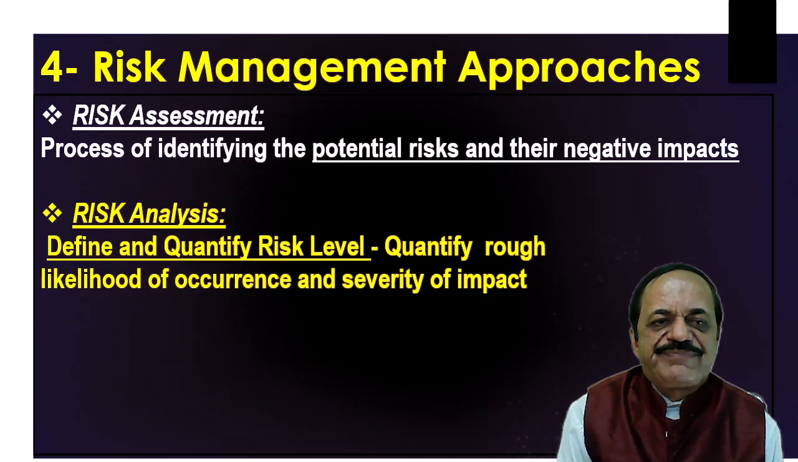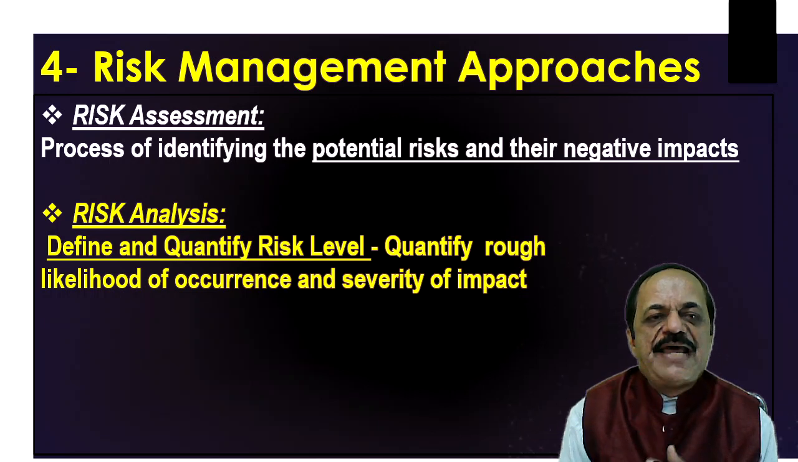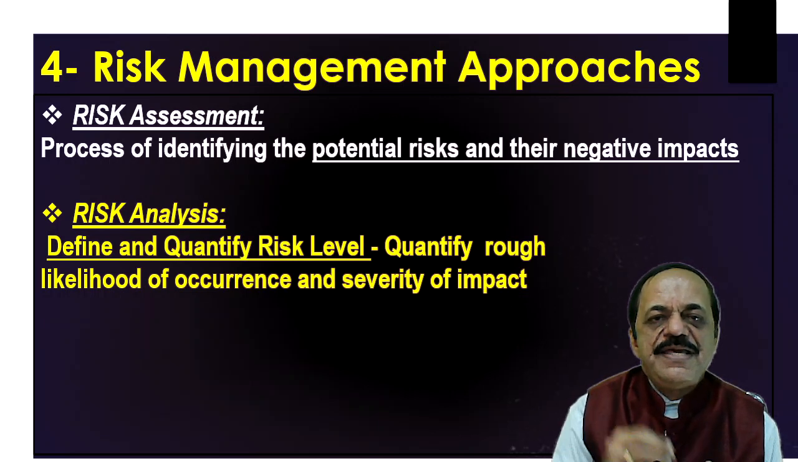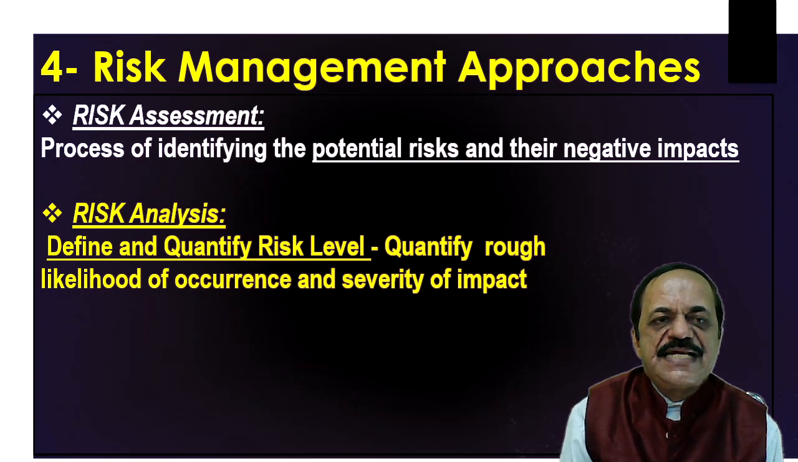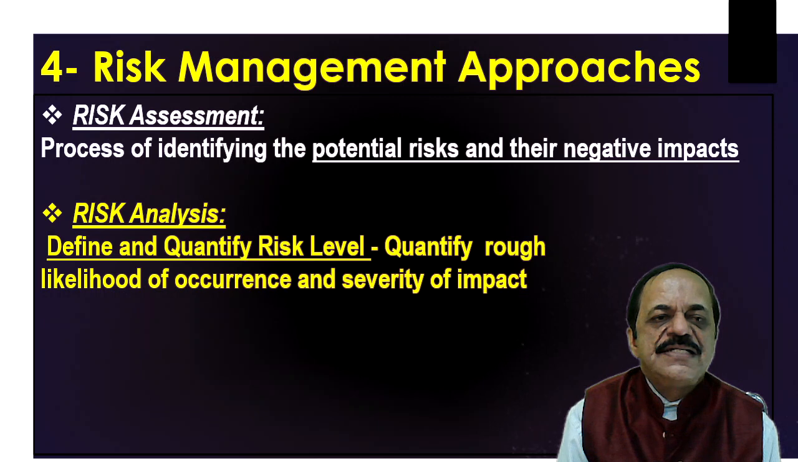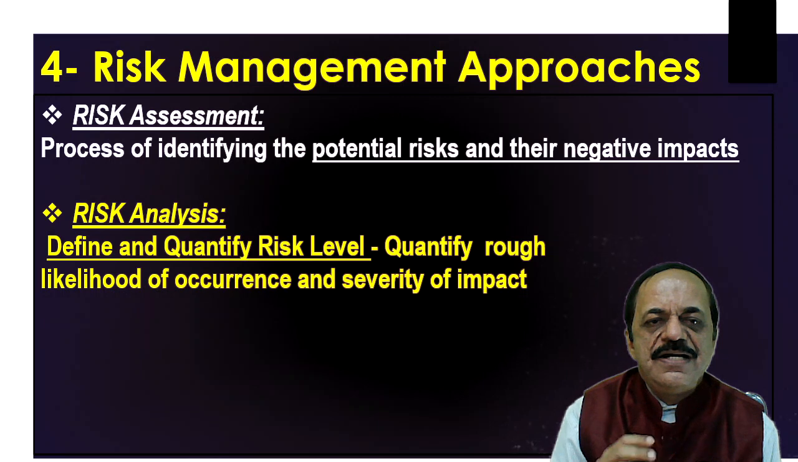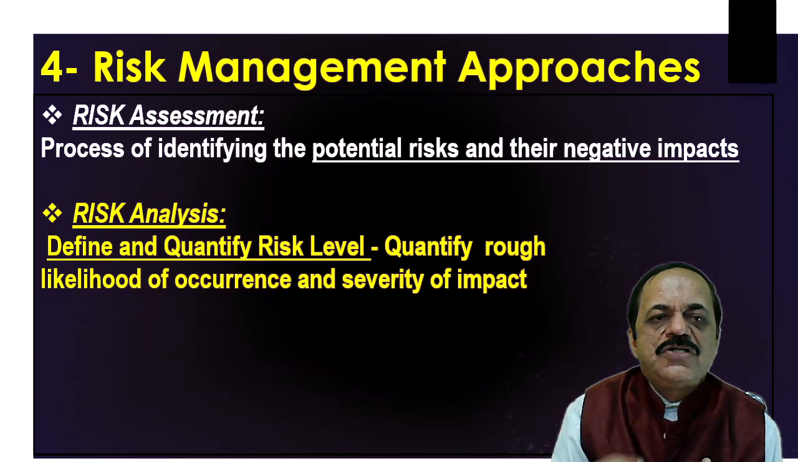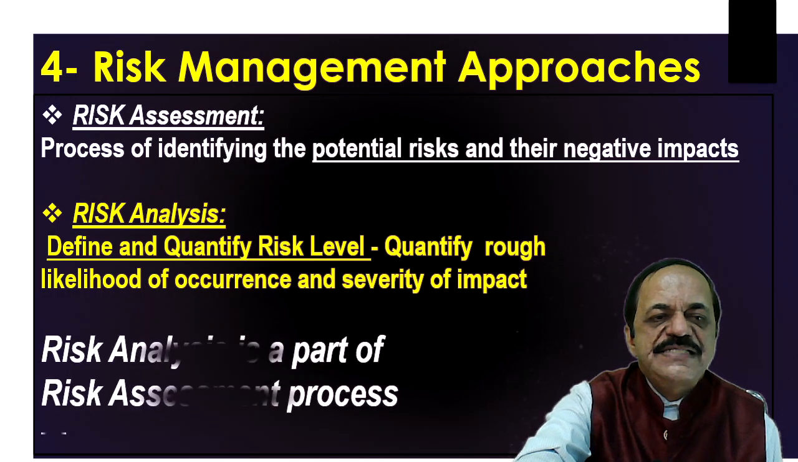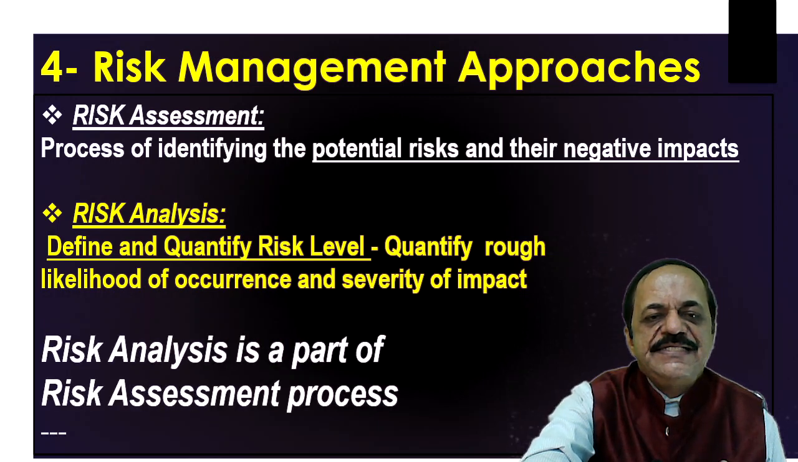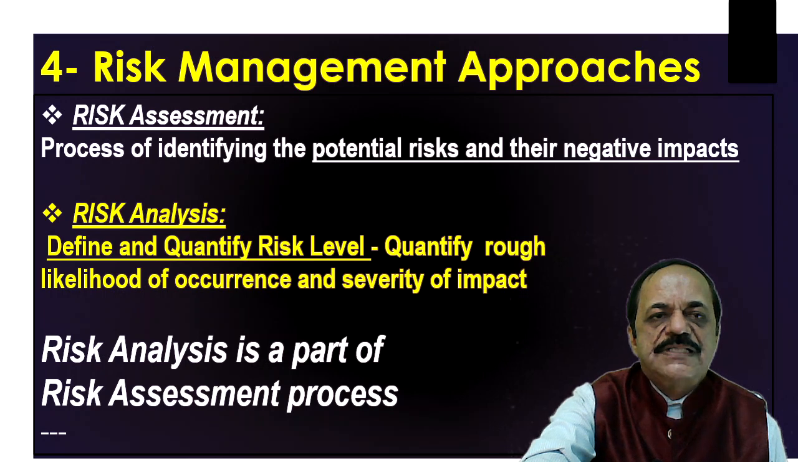Risk analysis. Define and quantify risk level. What do we mean by this? The risk is already mentioned when we did the risk assessment. Also, we mentioned its negative impact. Both the risk and its negative impact, we will quantify in a scale 1 to 10. How to quantify, I already told you. And this quantification is done for likelihood and severity. And the process is called as risk analysis. Please remember, from exam point of view, risk analysis is a part of risk assessment process.